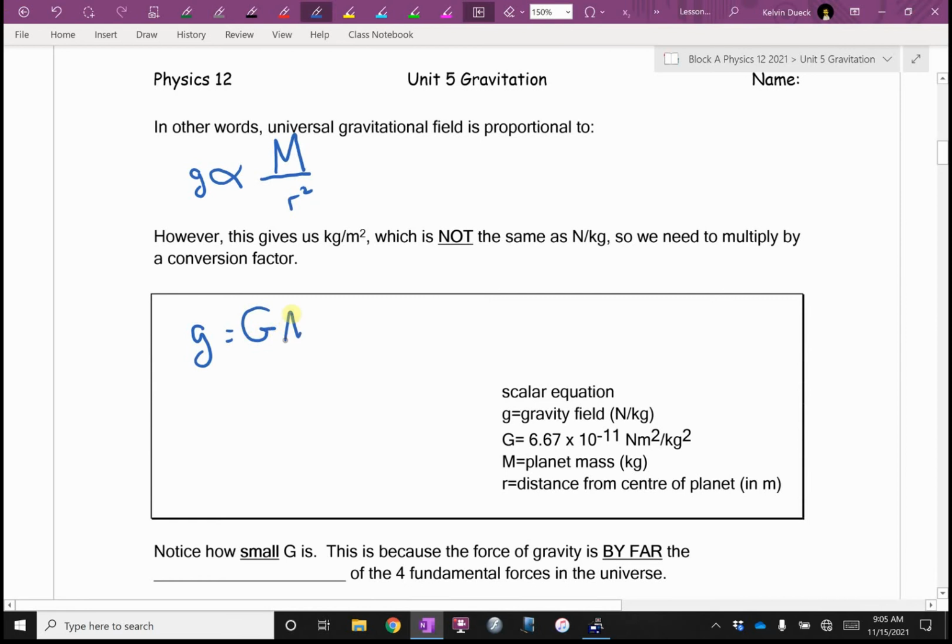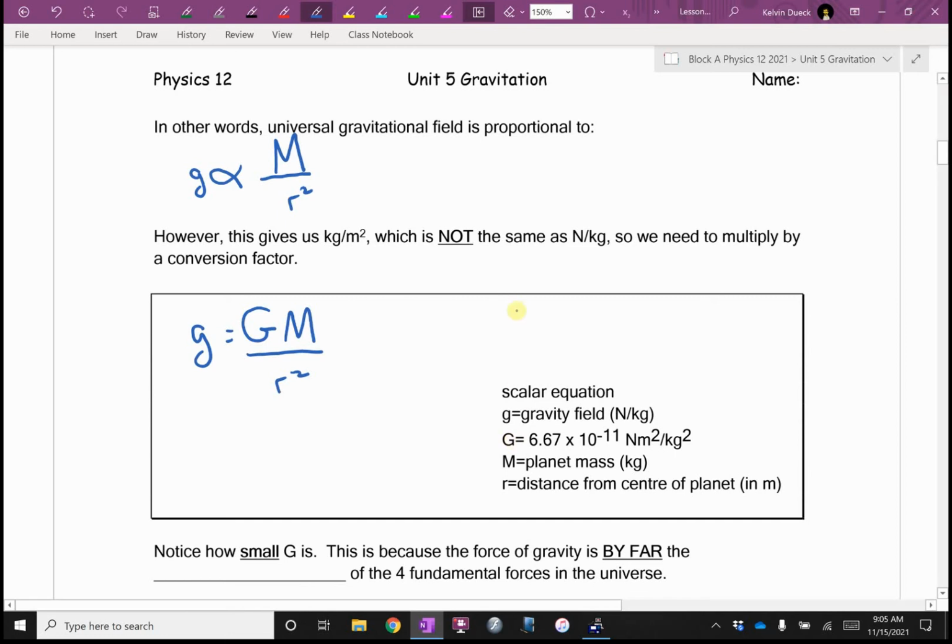Big G, M over R squared, where R is how far you are from the center of the planet. By the way, this will allow us to figure out how the 9.8 changes as we get further and further from Earth as well. Big M is the mass of the planet, and G, unfortunately, is an inconvenient number. It's called the universal gravitational constant.